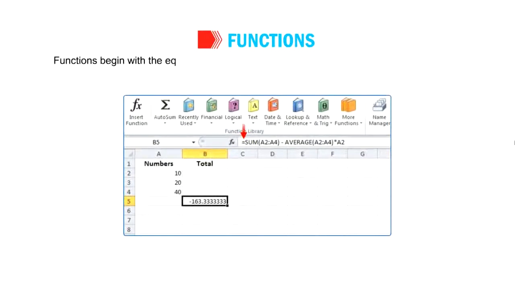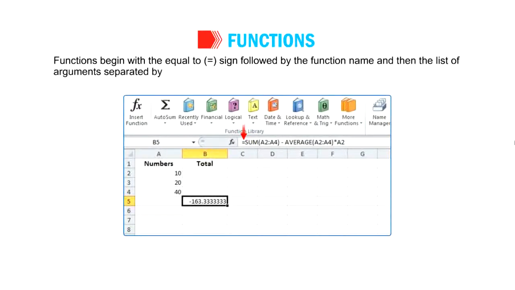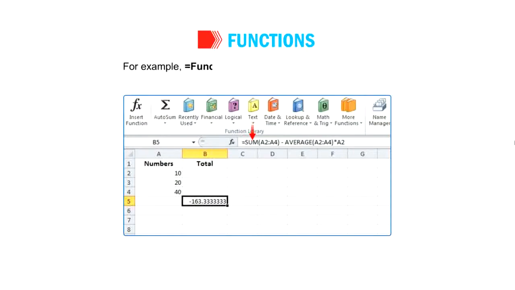Functions begin with the equal to sign followed by the function name and the list of arguments separated by commas within the parentheses. For example, equal to function name, argument 1, comma, argument 2.